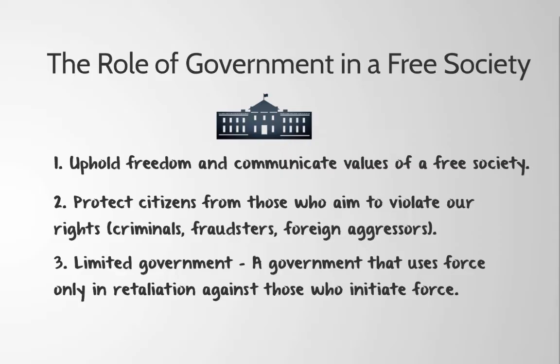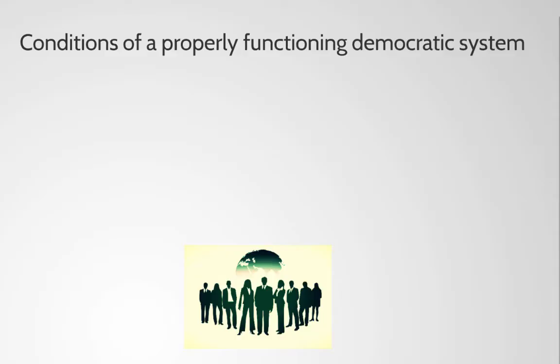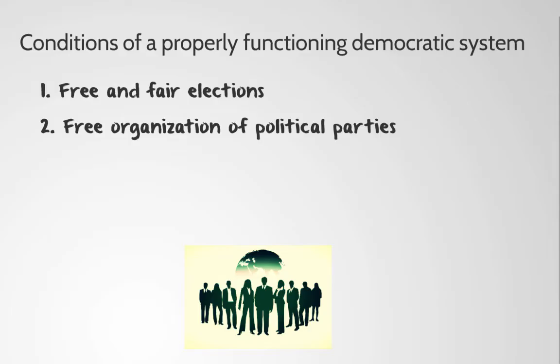It is also important to consider how the free enterprise system works in conjunction with a free society in order to maintain a government that serves the people. There are 5 necessary conditions that are crucial for a properly functioning democratic government within a free society. The first is free and fair elections. All citizens must have the right to vote and the assurance that the voting process is fair and free of corruption.